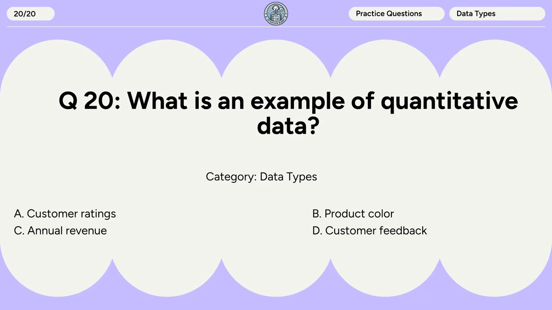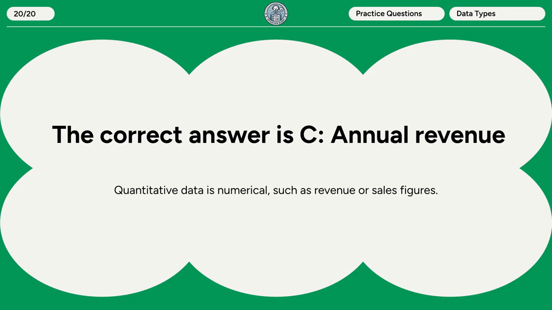Question 20. What is an example of quantitative data? A. Customer ratings. B. Product color. C. Annual revenue. D. Customer feedback. The correct answer is C. Annual revenue. Quantitative data is numerical, such as revenue or sales figures.